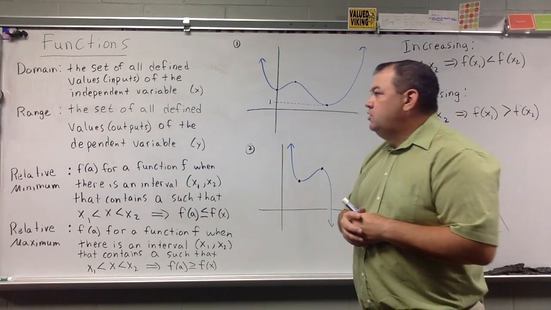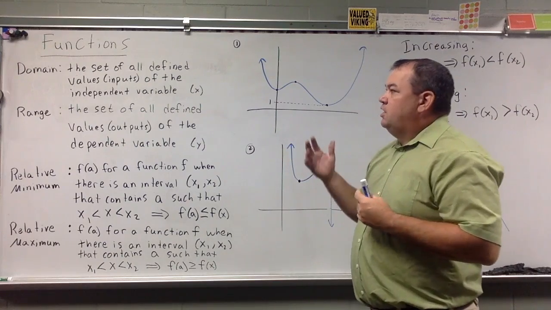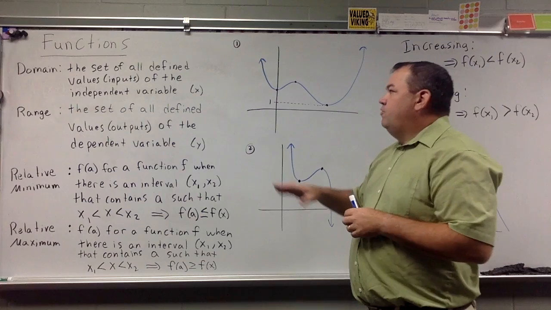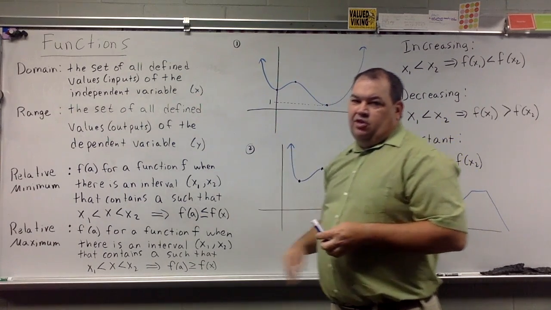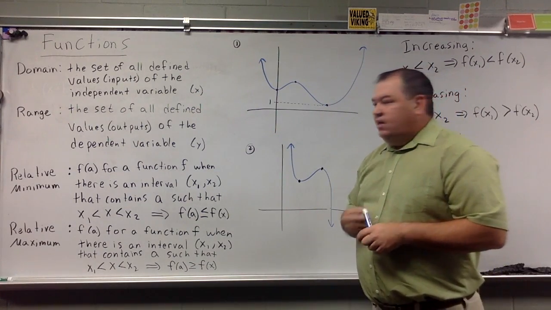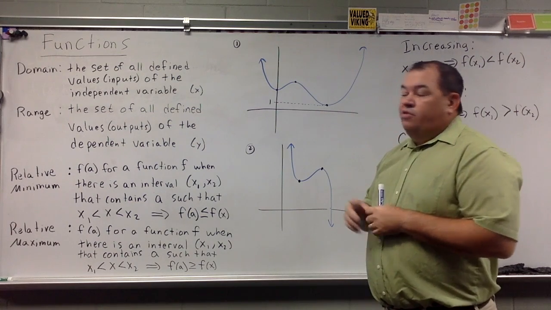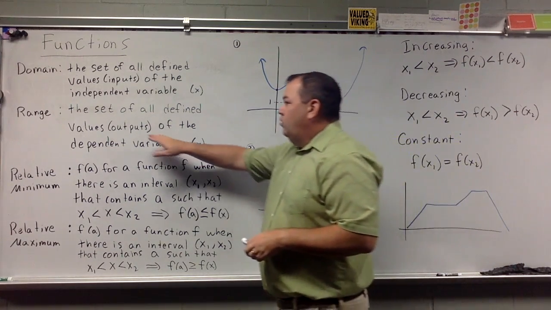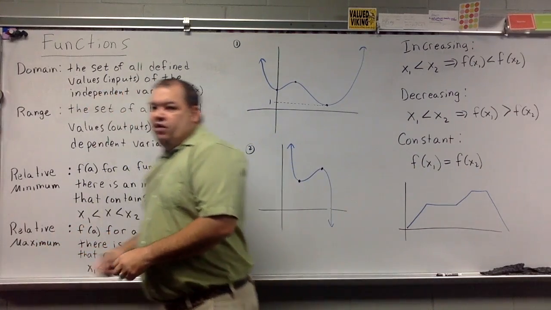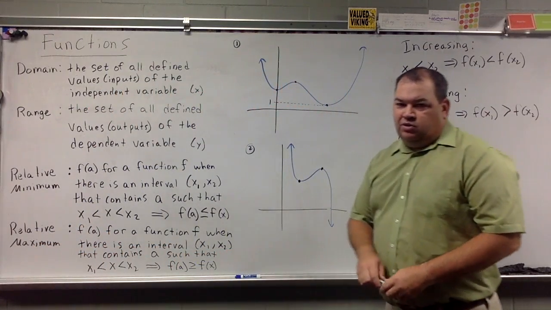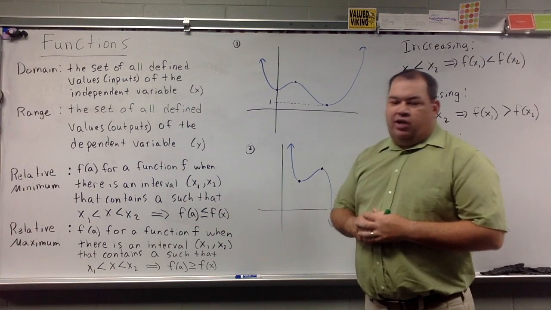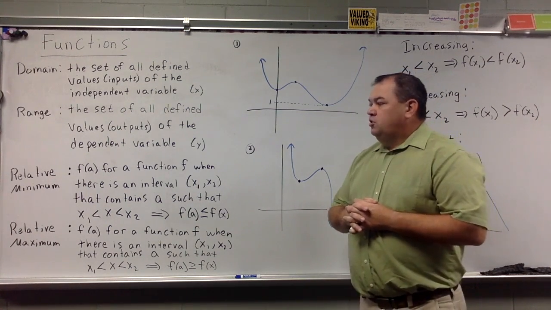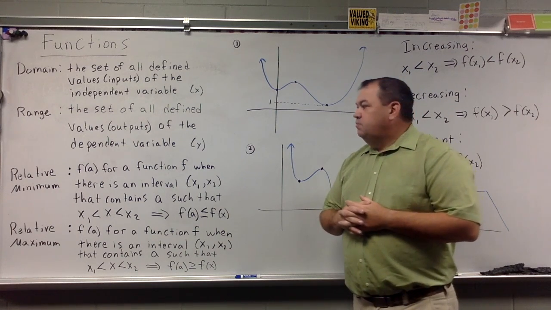The formal definition of domain is the set of all defined values or inputs of the independent variable. Think of this as your x's, the things that you want to plug in and see what comes out of it. Then we have the range. That's the set of all defined values or outputs of the dependent variable. Think of this as your y values. So if you think of an xy chart or f of x chart, your domain is your x's and your range is your f of x or your y's.